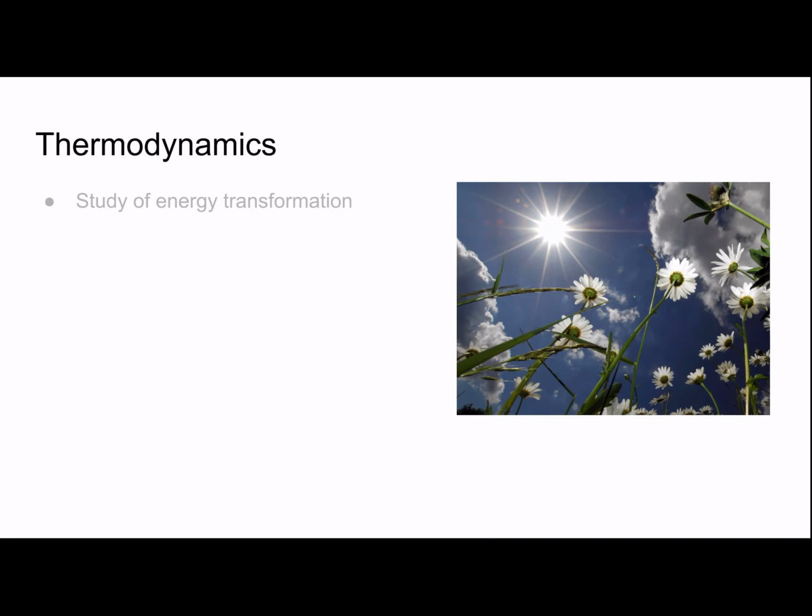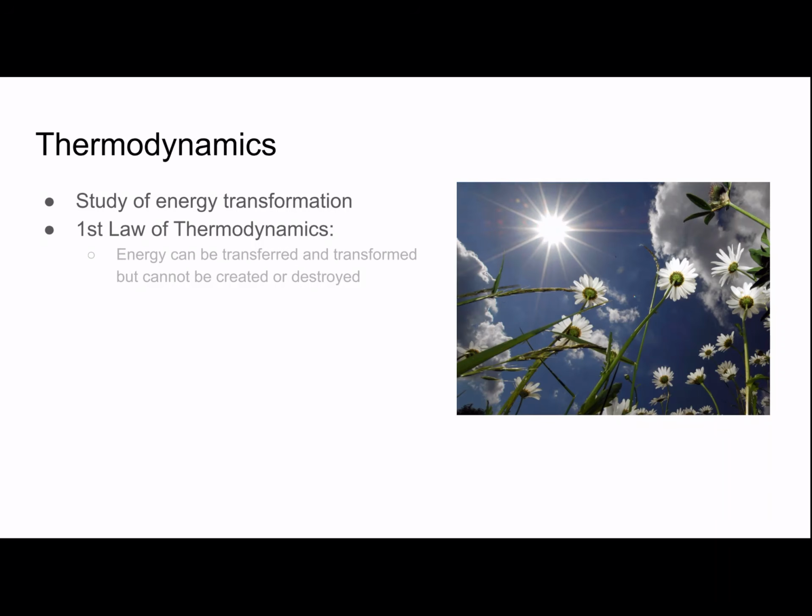Thermodynamics is the study of energy transformation. The first law of thermodynamics is that energy can be transferred and transformed, but can never be created or destroyed. So basically, energy is always being conserved. And the ultimate source of energy is the sun, which is why I have that picture there of the sun and plants, because the sun provides light energy for plants to do photosynthesis, create sugars.